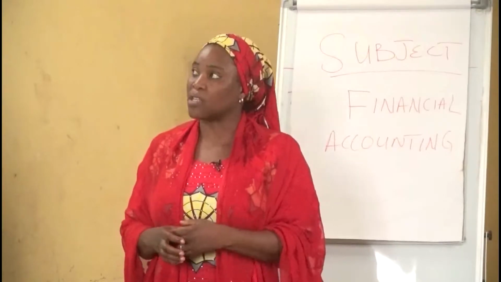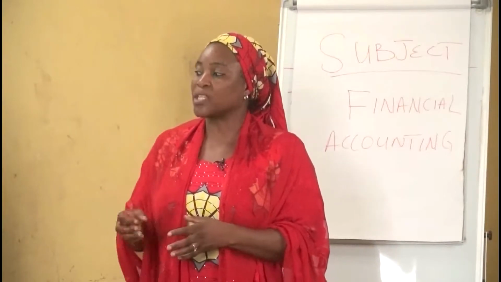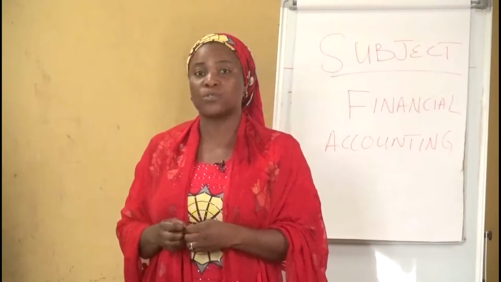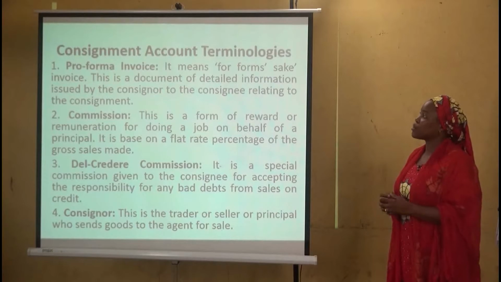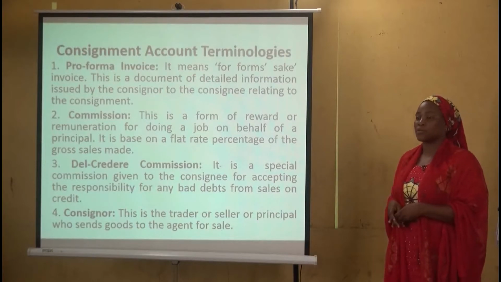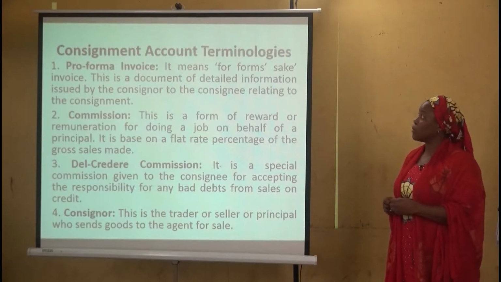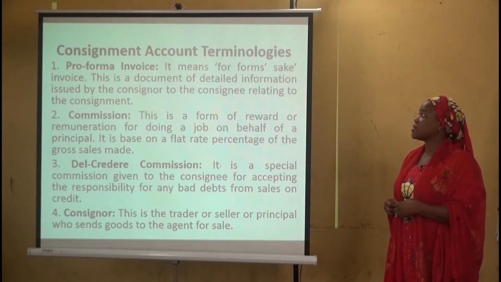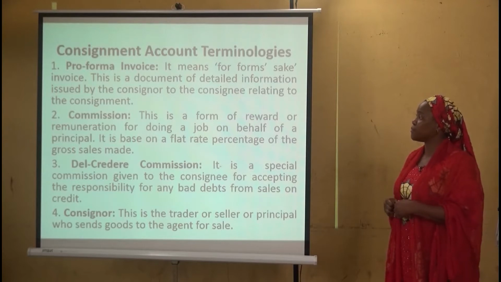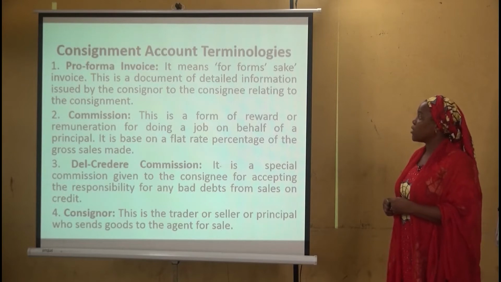And in accounting, under consignment account, we treat accounts on stock of goods that are remaining. Then we have some terms on consignment account. There are some terminologies. Number 1 terminology on consignment account is pro forma invoice. Pro forma invoice means for form's sake invoice. This is a document of detailed information issued by the consignor to the consignee relating to the consignment.